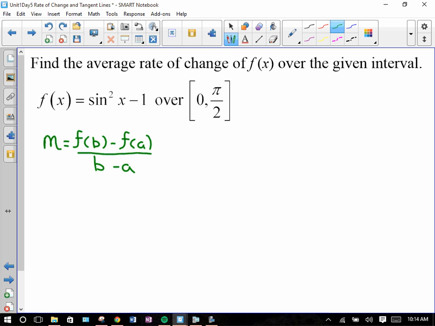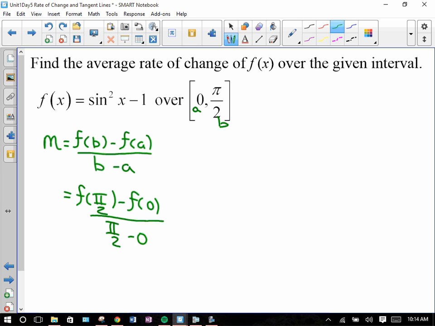Okay, so our b would be pi over 2. Our a would be 0. All we're doing is finding f of pi over 2 minus f of 0, divided by pi over 2 minus 0. Alright? So f of pi over 2 means we plug pi over 2 in. So sine squared of pi over 2 minus 1.